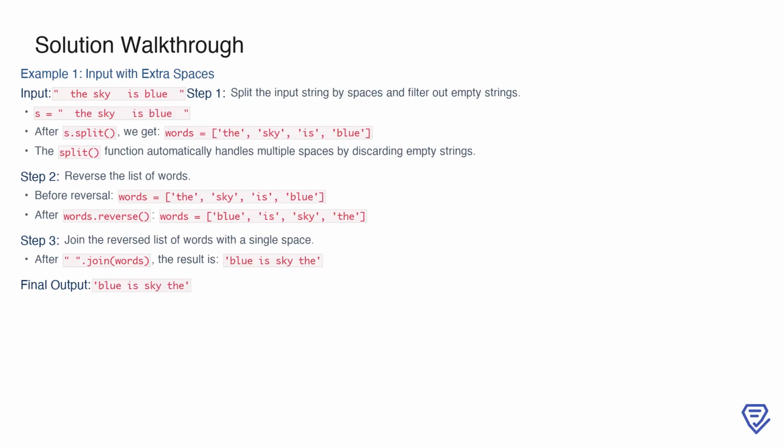For instance, splitting the input "the sky is blue" results in the list: the, sky, is, blue. Next, we reverse this list of words to reorder them from last to first. Initially, the list is "the sky is blue," and after reversing, it becomes "blue is sky the." Finally, we join these reversed words using a single space to create the output string. Joining the reversed list gives us the final result, "blue is sky the." This process handles the extra spaces efficiently, producing the desired output.